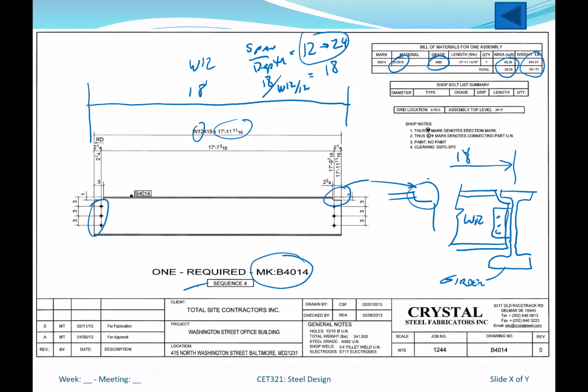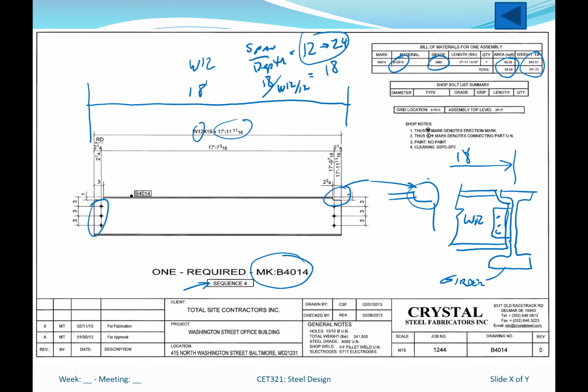In the sequence, that's sort of like how we break up the building. You can't deliver all the steel at once to most sites, so you have to sequence it, and you deliver one sequence, second sequence, as the erector needs it.